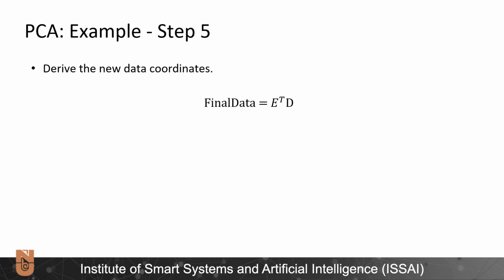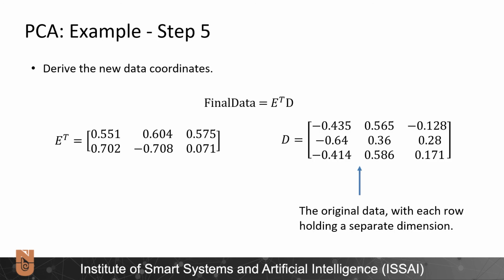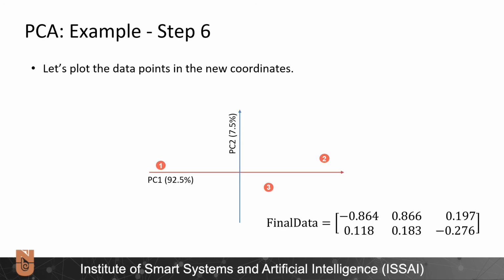Now, when we have computed the principal components, we need to transform our dataset to new coordinates. For that, we perform matrix multiplication between the transposed matrix of eigenvectors, where each row represents an eigenvector, with the most significant eigenvector being at top, and the original data, with each row holding a separate dimension. In the final data, each column represents a data instance in the new coordinates. Finally, let's plot the data points in the new coordinates. As a result, by using PCA, we transform 3D data into 2D space. We can also see that the first principal component contributes to the most variation in the data.